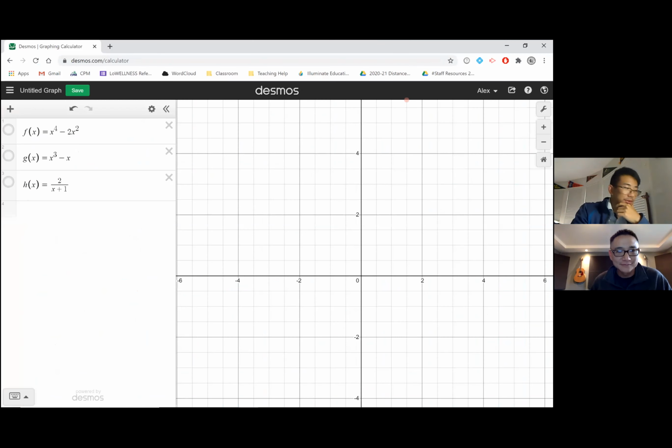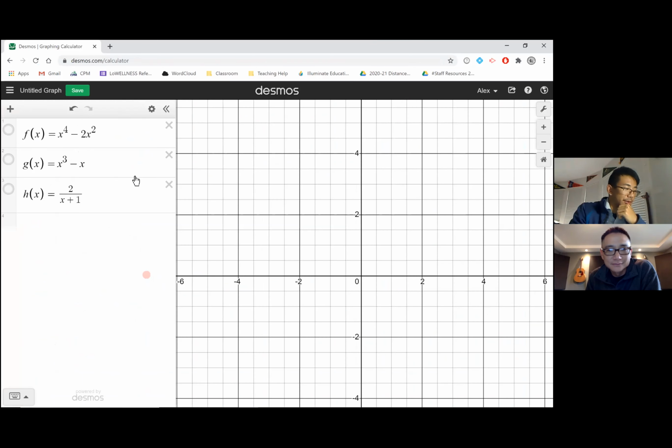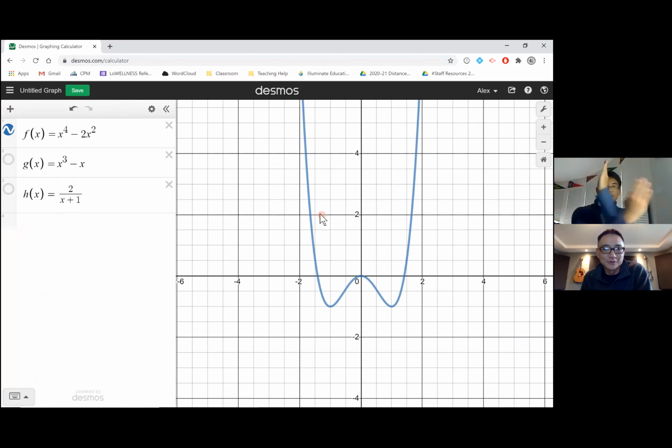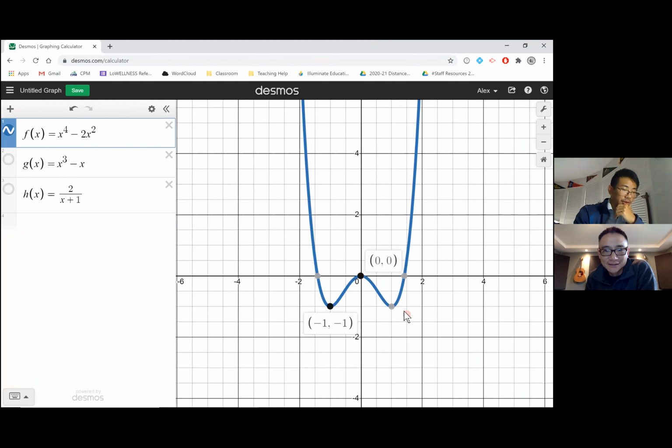Here's handy dandy Desmos. If you can see here, hopefully I made it a little bigger. On the first graph here is our f of x, which we said was even. So it should be symmetric with the y-axis, right? It should be mirrored this way. Which it totally looks like it is. Now we can see a couple of our local minima and a local maximum, and we can see that they get matched up. Cool. So that is indeed even.